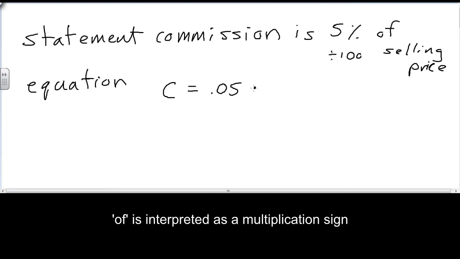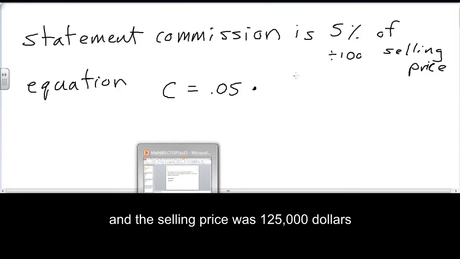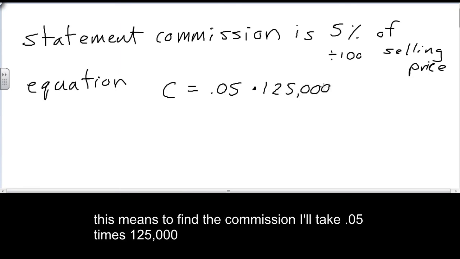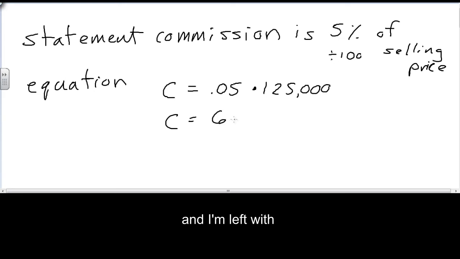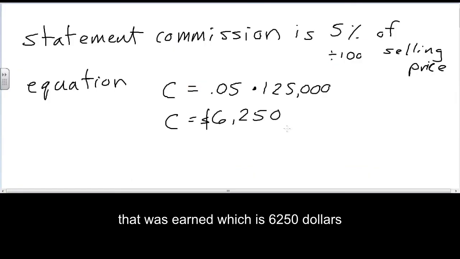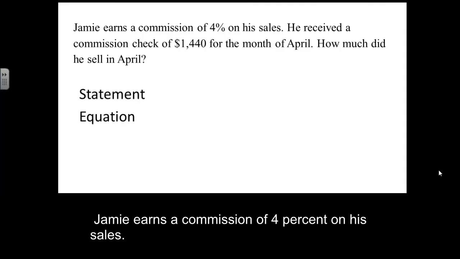0.05. Of is interpreted as a multiplication sign, and the selling price was $125,000. This means to find the commission, I'll take 0.05 times 125,000, and I'm left with 6,250. So again, I'm looking for the commission that was earned, which is $6,250.